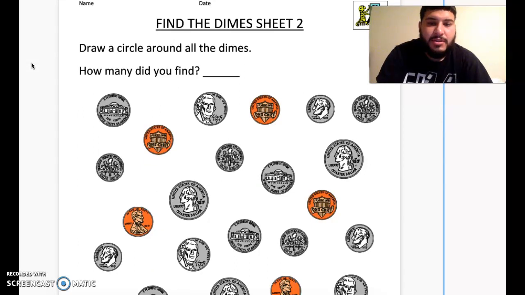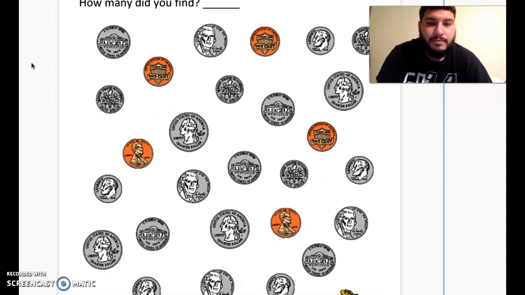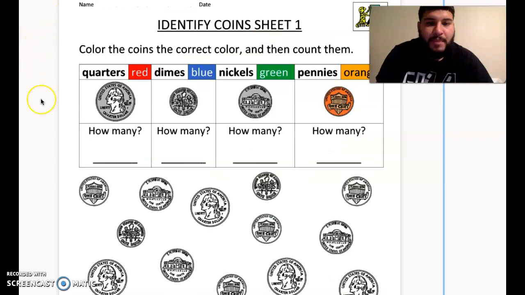Find the dimes, sheet 2. Draw and circle around all the dimes. How many did you find? Make sure you count the ones you circled. Remember, some might be facing up, some might be facing down. Let's move on to the next activity.